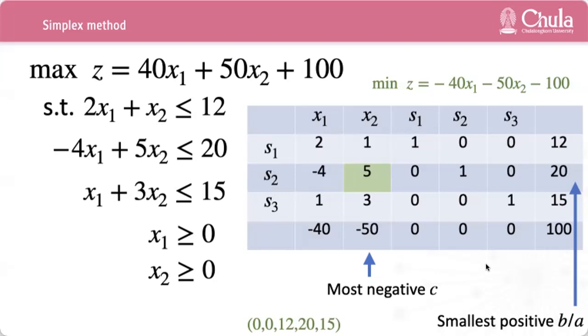Okay, so this is the beginning, right? We are at the point where x1 is 0, x2 is 0, and s1 is 12, s2 is 20, s3 is 15.